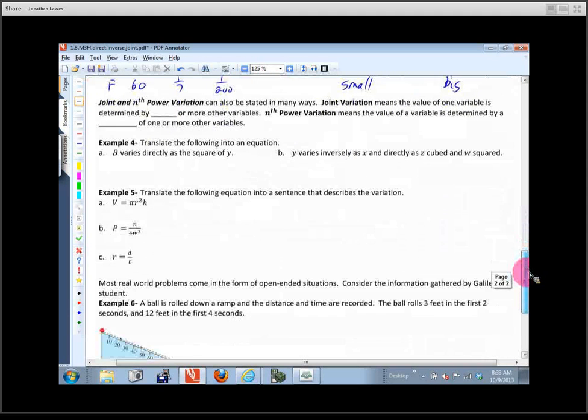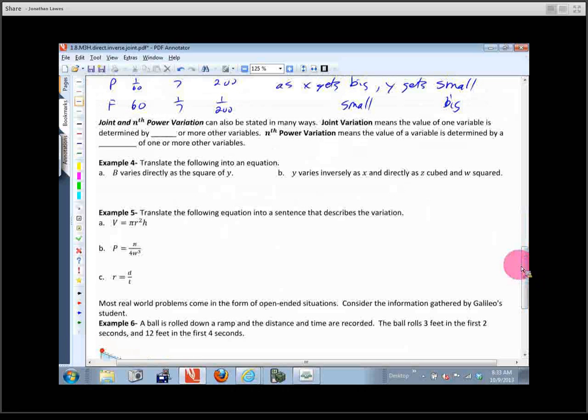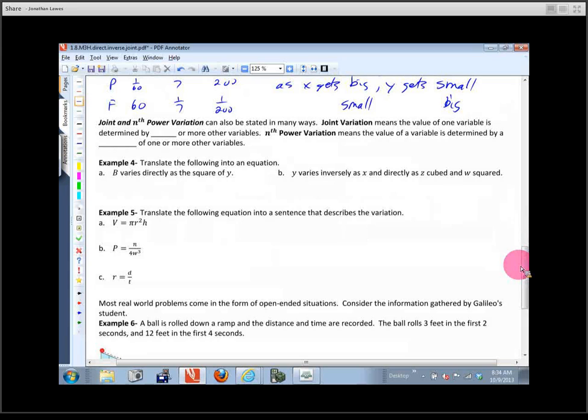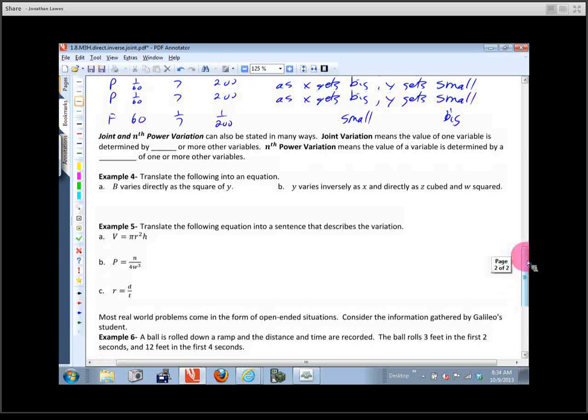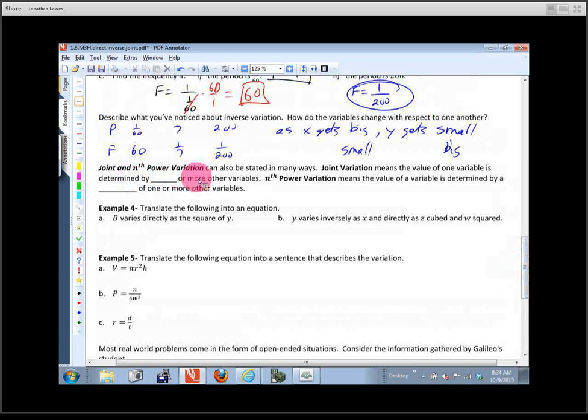You don't have a ton of problems to do in this homework set. We could dwell on this and do tons and tons of different problems. The most important one would be direct variation, but we should get a little bit of a flavor for inverse and also what's called joint variation and nth power variation. So let's fill this out right here.